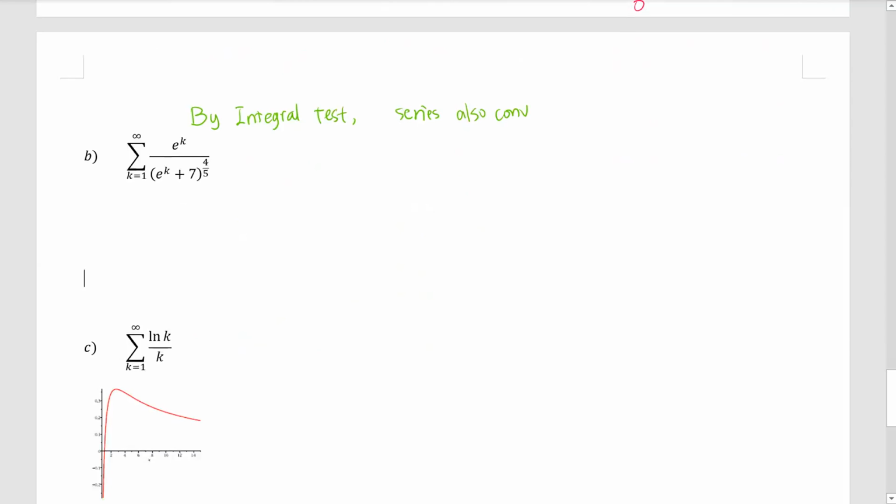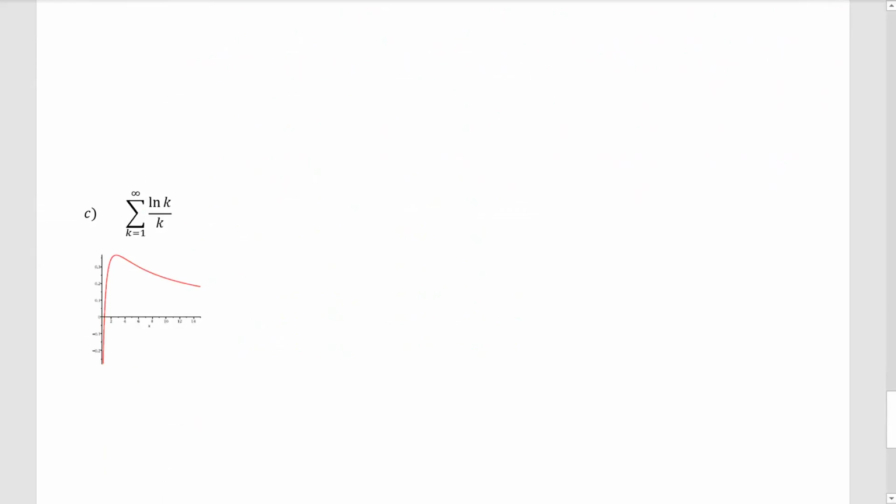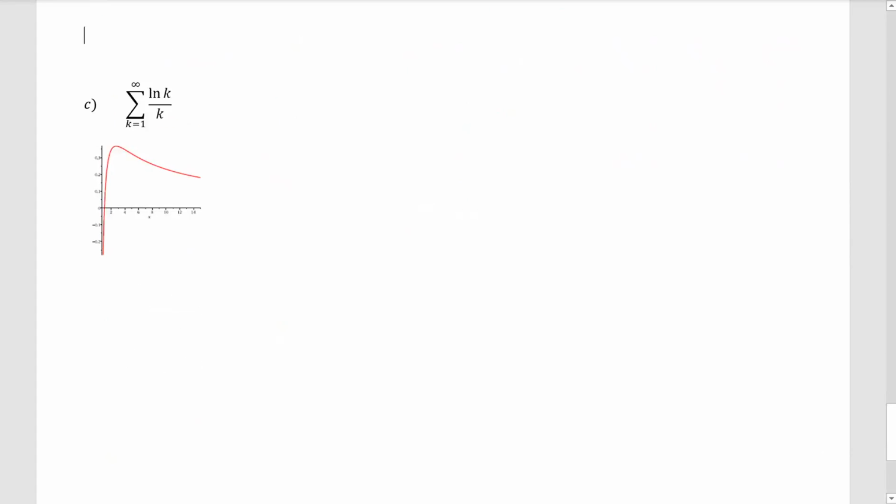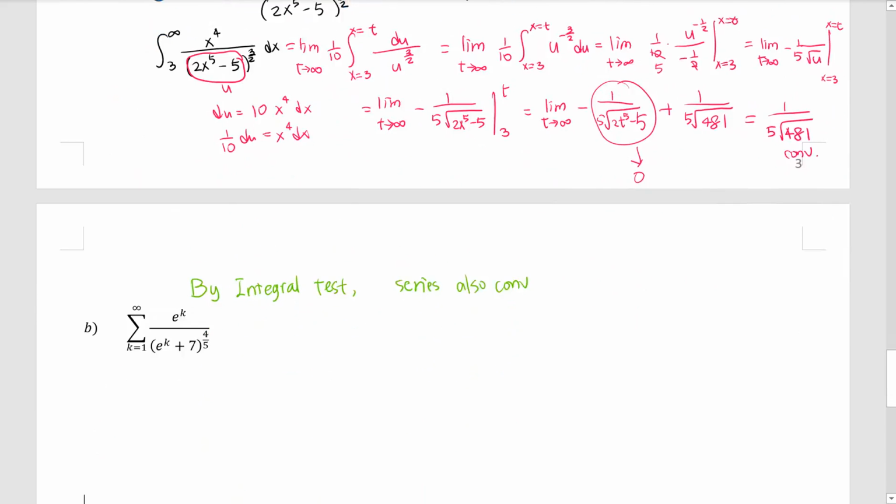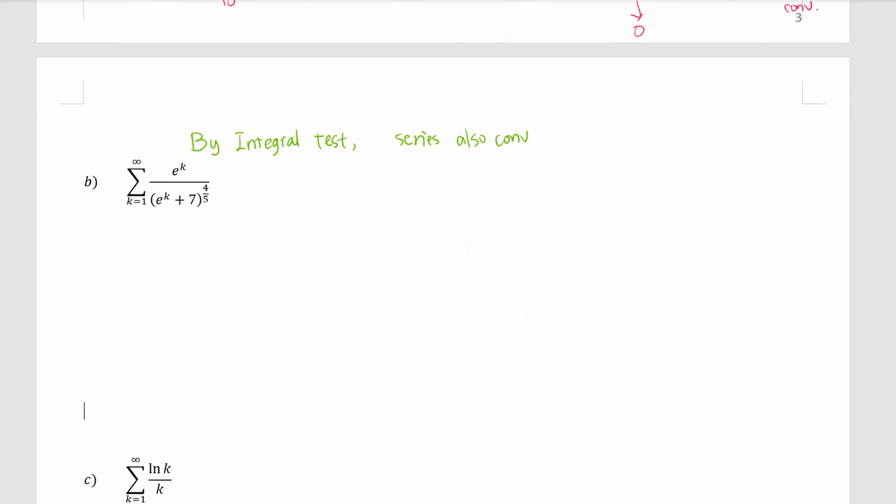So that is part A. How about part B? For part B, you can see, wow, if we let this be u, this is exactly du. So this looks like a function we're able to integrate. Usually if you see a series and it looks like an integral that you're able to integrate, then think about the integral test.